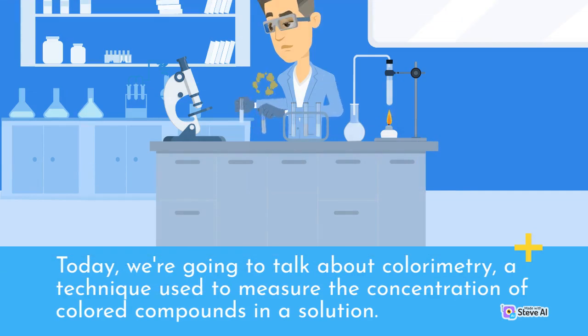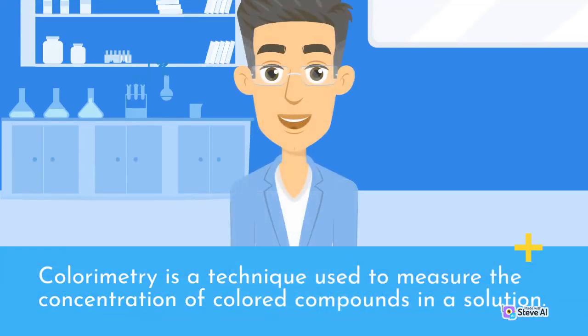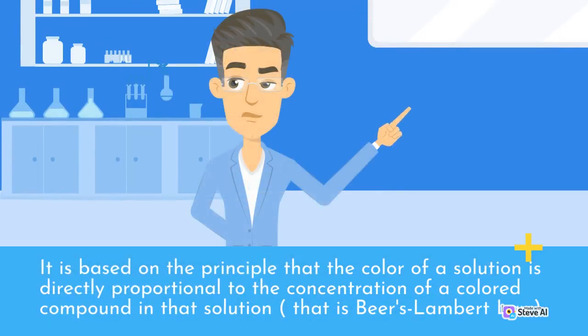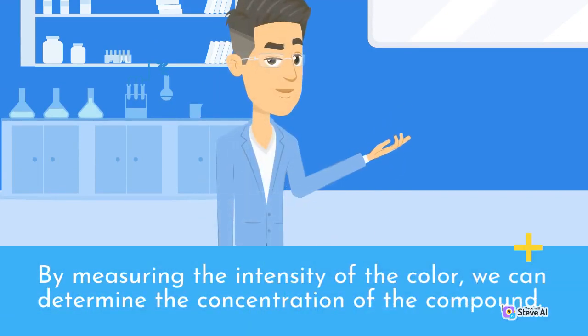Today, we're going to talk about colorimetry, a technique used to measure the concentration of colored compounds in a solution. Colorimetry is a technique used to measure the concentration of colored compounds in a solution. It is based on the principle that the color of a solution is directly proportional to the concentration of a colored compound in that solution, that is Beer-Lambert law. By measuring the intensity of the color, we can determine the concentration of the compound.